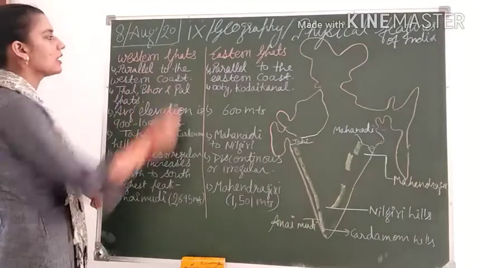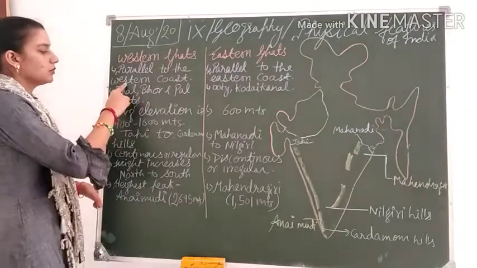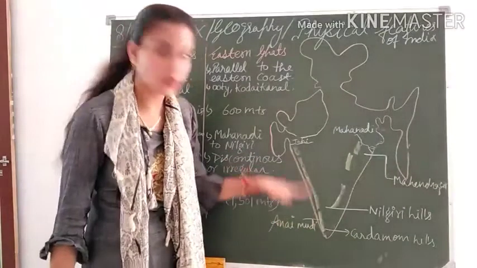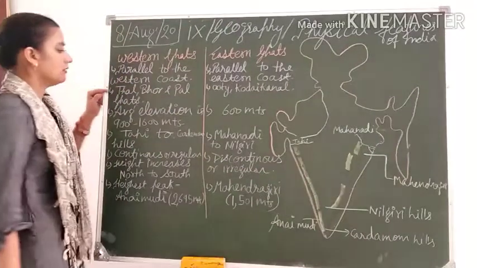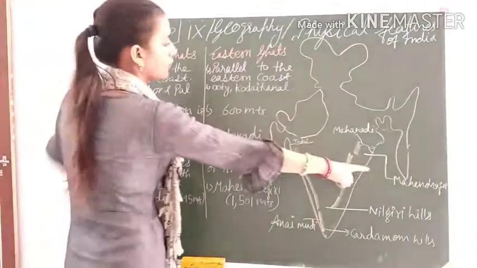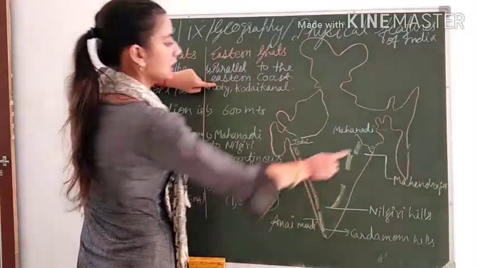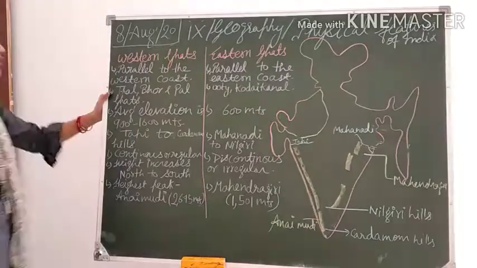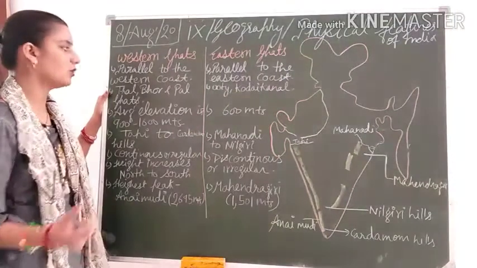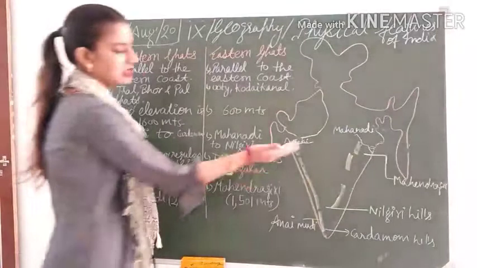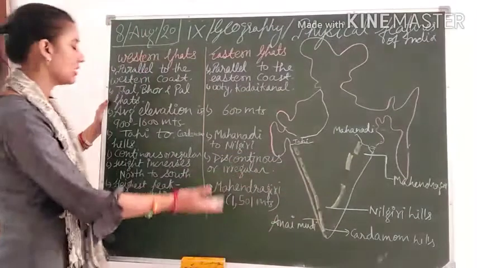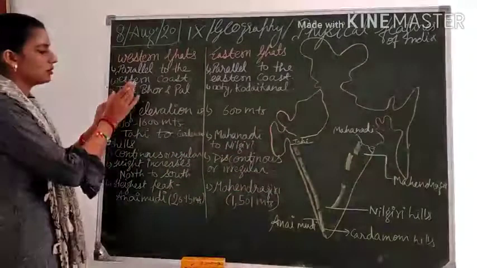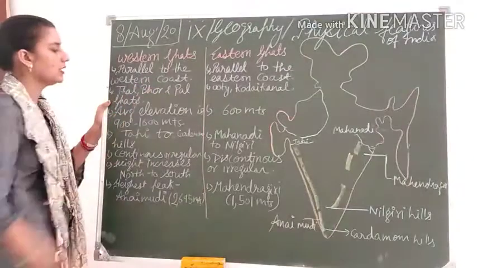So the Western Ghat is parallel to the western coast. So this is the western coast. But the Eastern Ghat, if you will see, is parallel to the eastern coast, right? So here in the Western Ghat you will have the Thal, Bhol and Pal Ghats. It means according to the local area, they have different names. So that is Thal Ghat, Bhol Ghat and Pal Ghat.